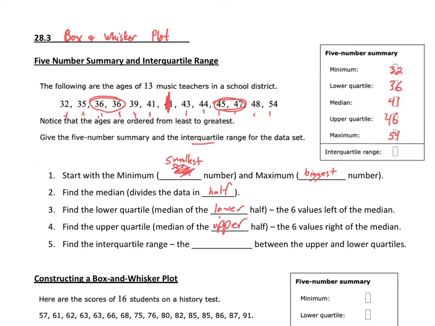Okay, so now I find the five number summary. We have the minimum, we have the median, we have the maximum, lower quartile, upper quartile.